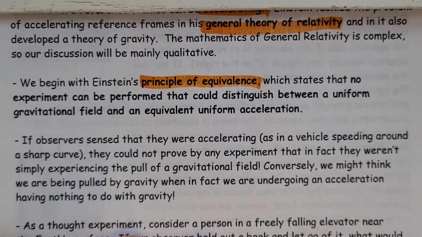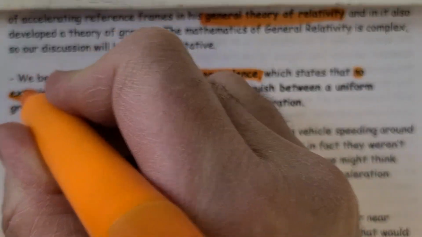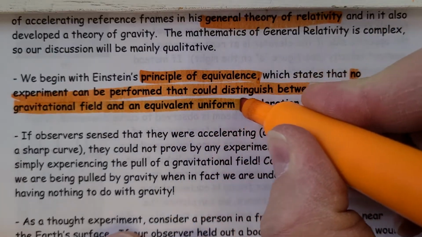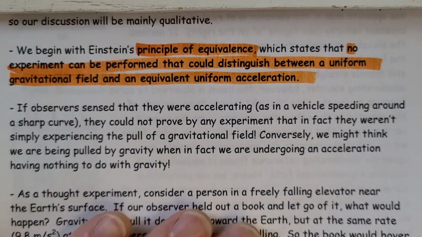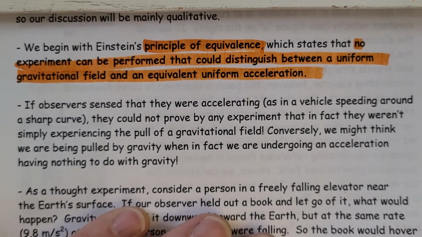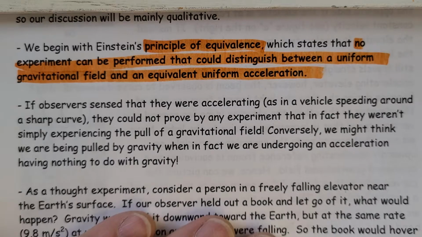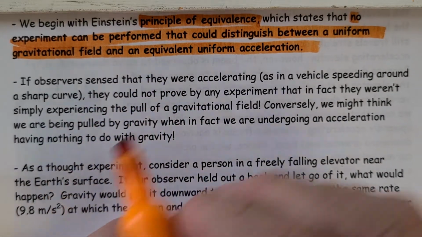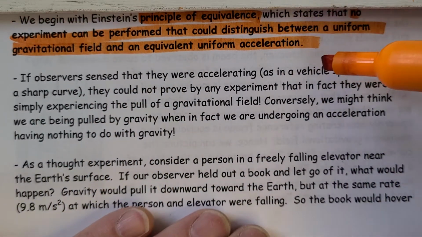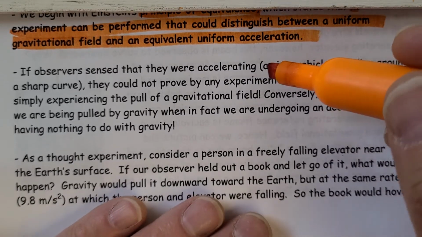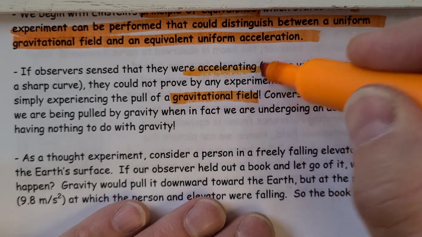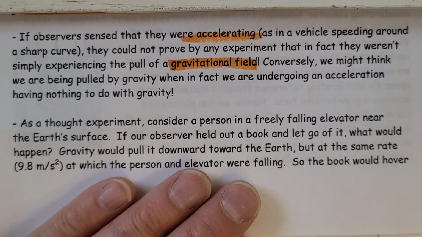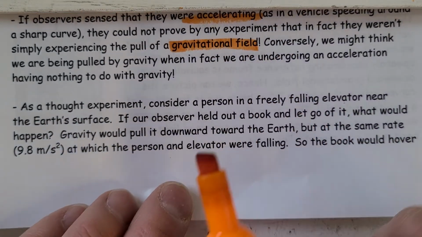So what is equivalence? What is equal? That there is no experiment that can be performed distinguishing between a gravitational field and uniform acceleration, as we'll see. So accelerating and the effects of gravity are equal. That sounds interesting. We'll get to that. The observers sensed that they were accelerating. They could not prove that, in fact, they weren't just experiencing a gravitational field in a particular direction. Conversely, we might think we are being pulled by gravity when, in fact, we are undergoing an acceleration. So that's interesting, and we'll look at some examples that show that.